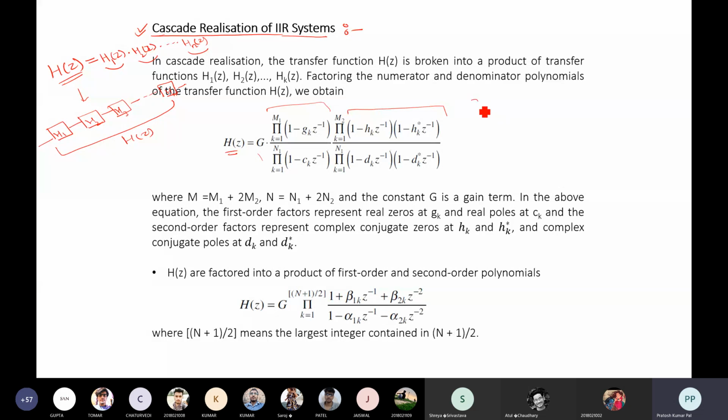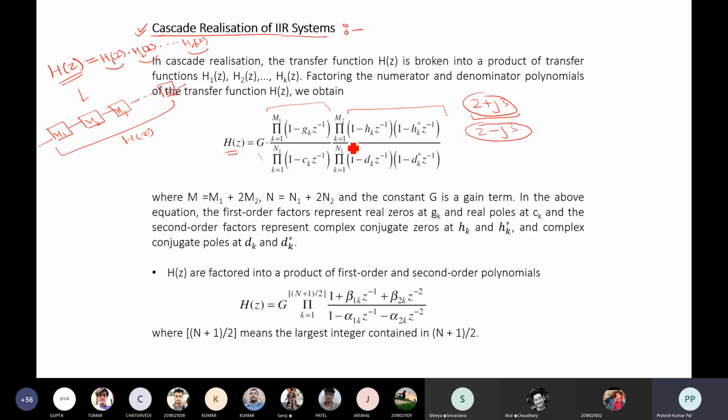For example, if one pole is represented by 2 plus j3, then the other pole will be 2 minus j3. So complex poles always exist in pairs. That's why it is written in two terms. This is in case of zeros, and similarly in case of poles. Here k ranges from 1 to m1, and here again k ranges from 1 to m2.